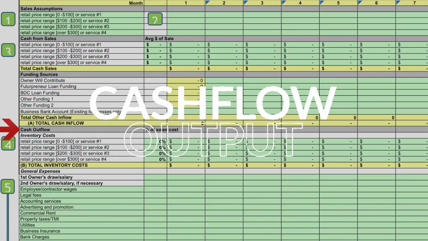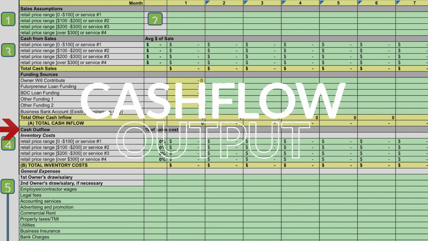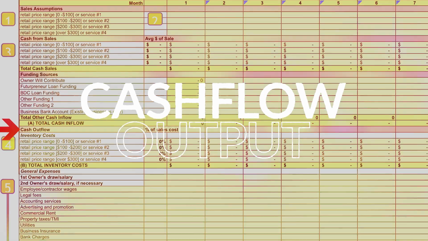The next section is the cash flow output. This is the area where, for the individual things you're selling or the individual services you're providing, you put how much it costs you to produce that particular thing.